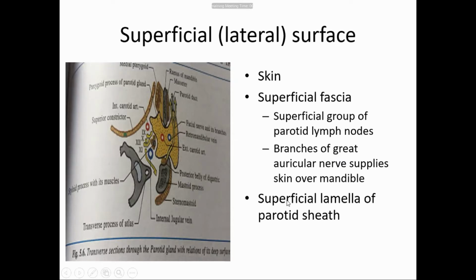And the superficial lamella of the parotid sheath or the parotidomasseteric fascia. This parotidomasseteric fascia or the parotid sheath is formed by the false capsule, which has two layers, superficial and deep. The superficial layer forms the parotid sheath or the parotidomasseteric fascia, and the deep layer thickens to form which ligament?